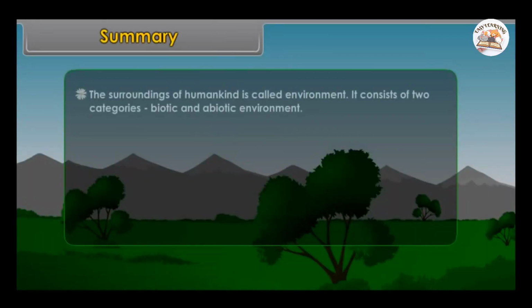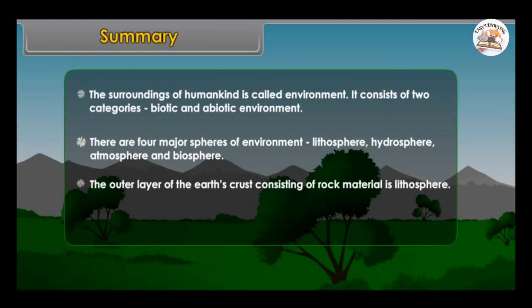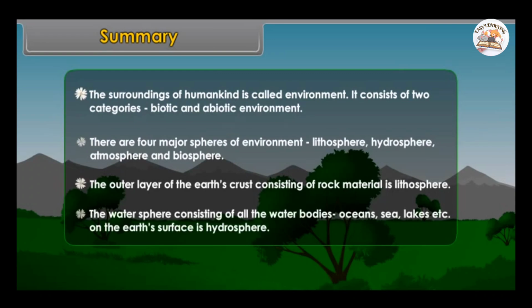Summary: the surroundings of humankind is called environment. It consists of two categories, biotic and abiotic environment. There are four major spheres of environment: lithosphere, hydrosphere, atmosphere, and biosphere. The outer layer of the Earth's crust, consisting of rock material, is lithosphere. The water sphere, consisting of all the water bodies, oceans, sea, lakes, etc. on the Earth's surface, is hydrosphere.